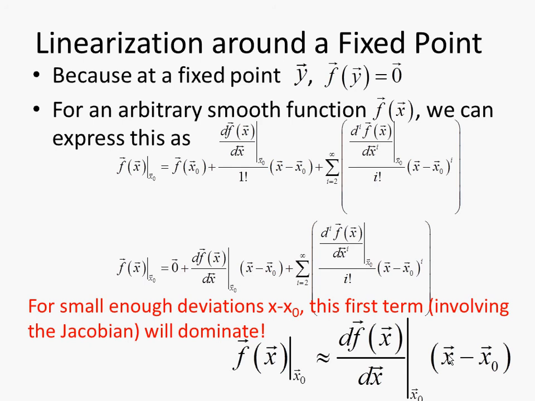He's all you got left. Got to make his acquaintance. He'll be a good friend. So there you go. This is basically the Jacobian times this deviation.